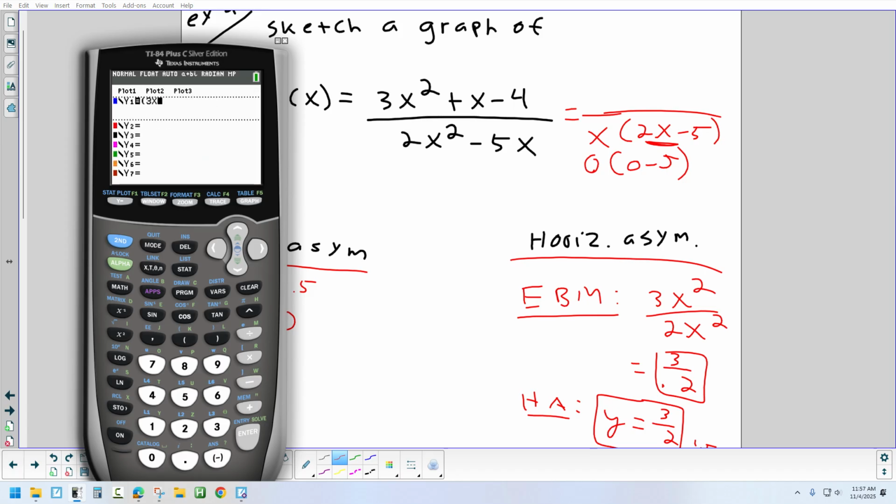So we've got 3x squared plus x minus 4 over 2x squared minus 5x. Okay, if you want to get rid of your old values, you can. You can keep them. It doesn't really matter. Okay. How do you get to the table? Second and then graph. Yeah, second graph. Okay, let's start with our asymptote at 0.